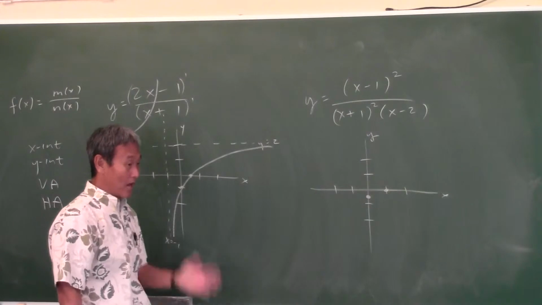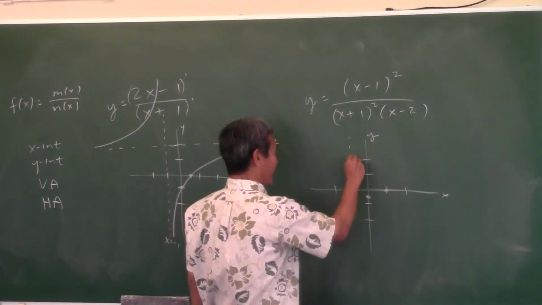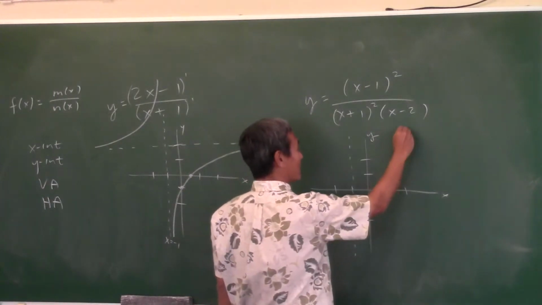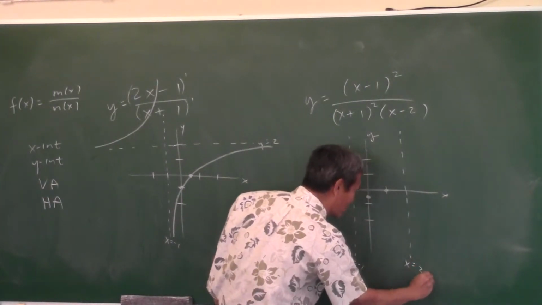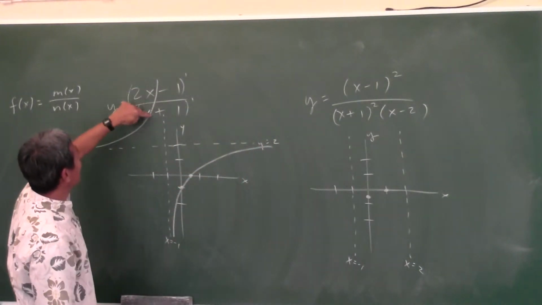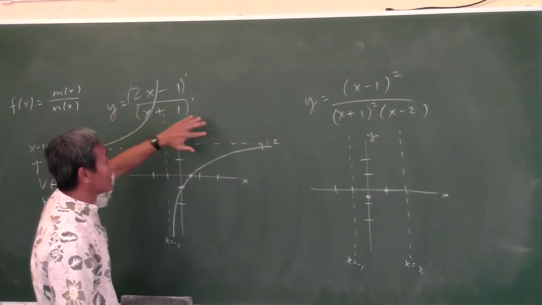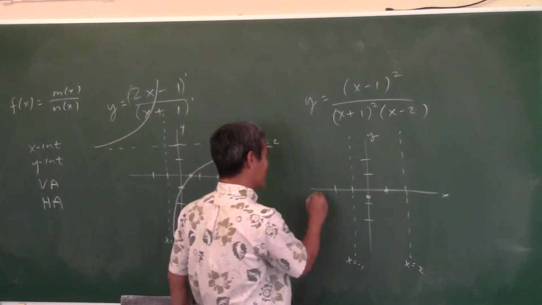Vertical asymptote. Your eye should go to the denominator. What makes the denominator 0? Negative 1 and 2, so label it. x equals negative 1, x equals 2. Horizontal asymptote. If the degree of the top and the bottom are the same, you look at the coefficients. But here, the degree of the bottom is bigger. So it's y equals 0.